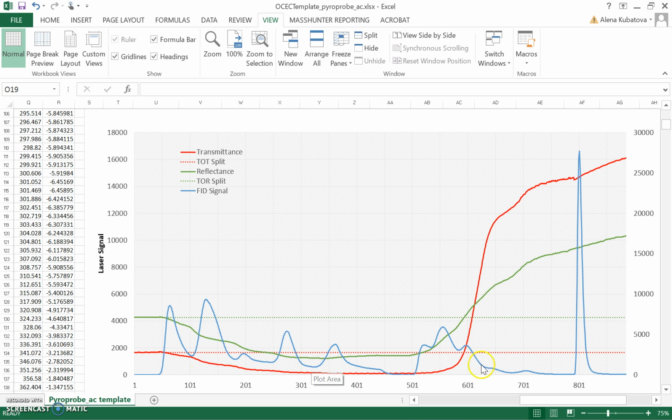What the split point is, once that laser signal gets back up to that level where it started at, that 30-second average, we consider everything before that point as organic carbon. So in this graph, we can see that at about, just before 600 seconds, everything before that is considered organic carbon. And then everything past that point is considered elemental carbon.